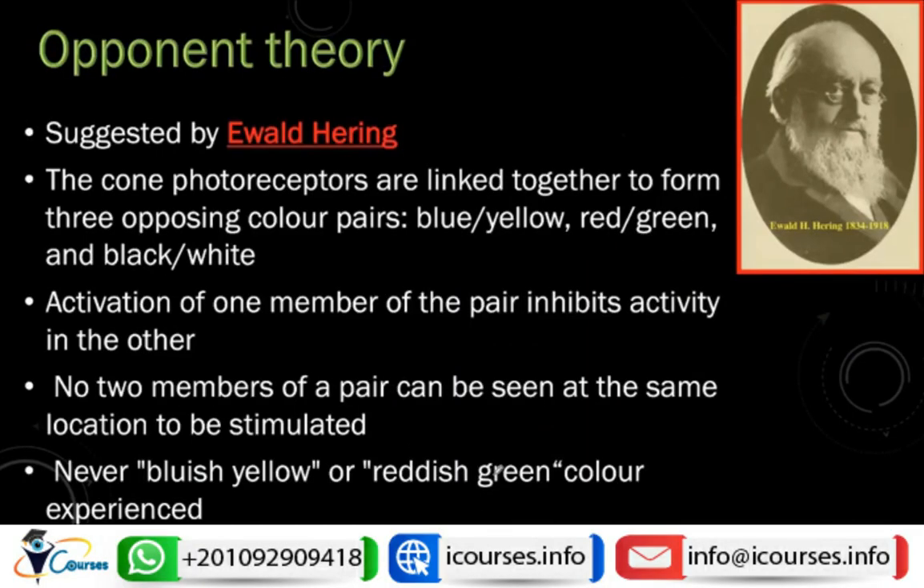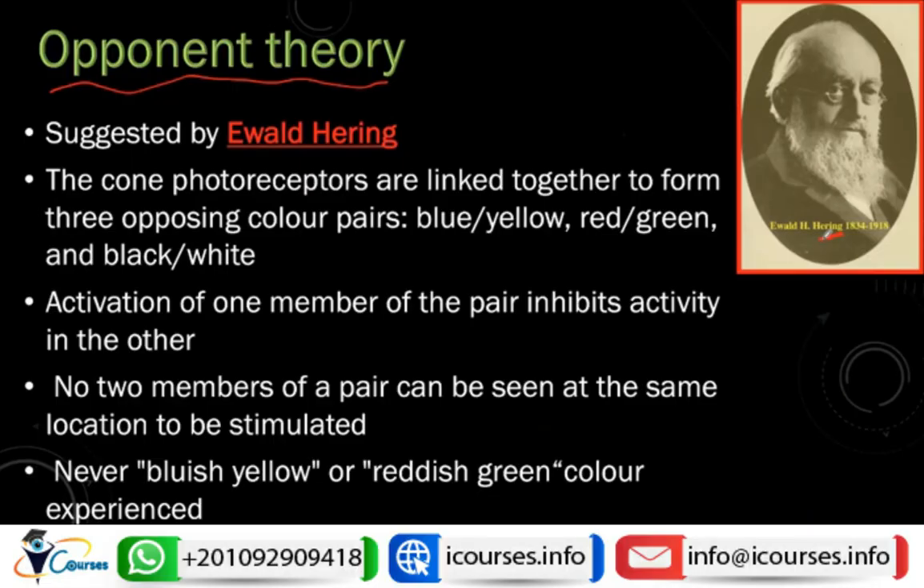And then another theory was formed by another scientist called Hering, and this theory is called the opponent theory. Hering also made another law in physiology that we will talk about next week, which is called Hering's law of equal innervation for the extraocular muscles. But we will talk now about the opponent theory by Hering.